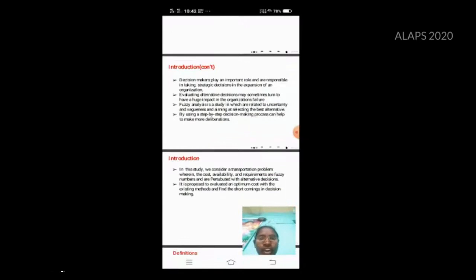Decision makers play an important role and are responsible for taking strategic decisions in the expansion of an organization. Evaluation of alternative decisions may sometimes have a huge impact, even leading to the organization's failure. Fuzzy analysis is a study related to uncertainty and vagueness, aiming at selecting the best alternative by using a step-by-step decision-making process that can help to make more deliberate decisions.